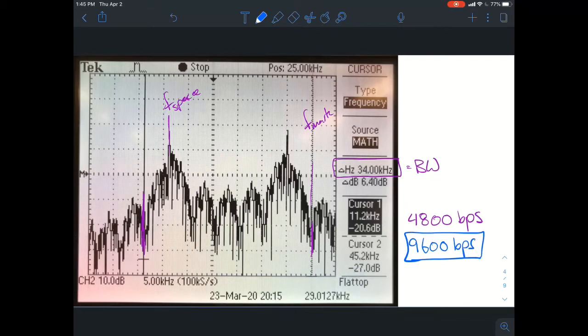So this is the video for frequency shift keying. I'm going to stop this, and I'll do an amplitude shift keying video next.